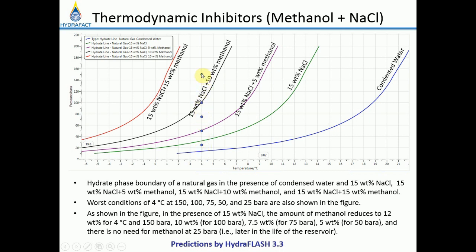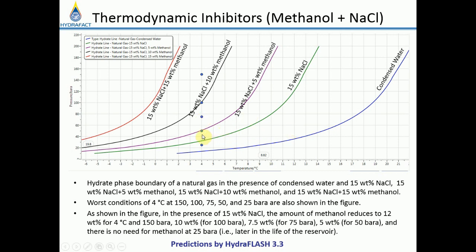We can see that in the beginning of the reservoir life, even if we have 15 weight percent NaCl, the amount of inhibitor is not adequate to prevent hydrate formation. So we need to add more methanol. So for example, something around 12% methanol is necessary. However, when the reservoir pressure drops to 100 bar, the amount of methanol required drops to 10%. And here, for reservoir pressure of 75 bar, the amount of methanol is roughly 7.5%.